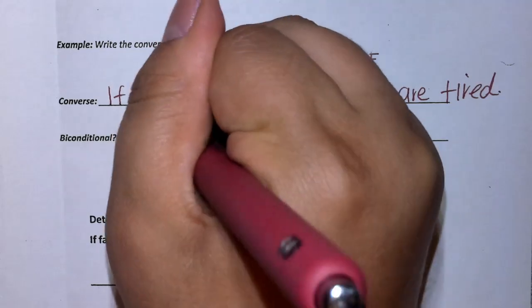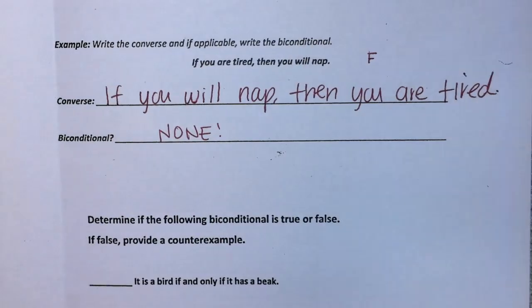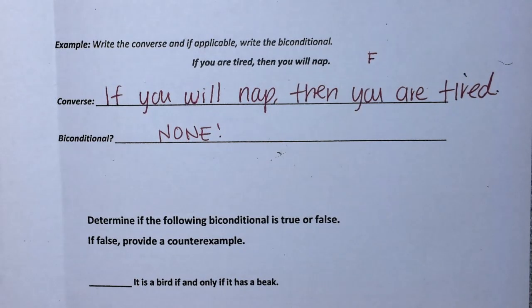Then this has no biconditional. In order to be a biconditional, both statements have to be true. Does that make sense? Okay? So sometimes you'll just write none. Doesn't work out.